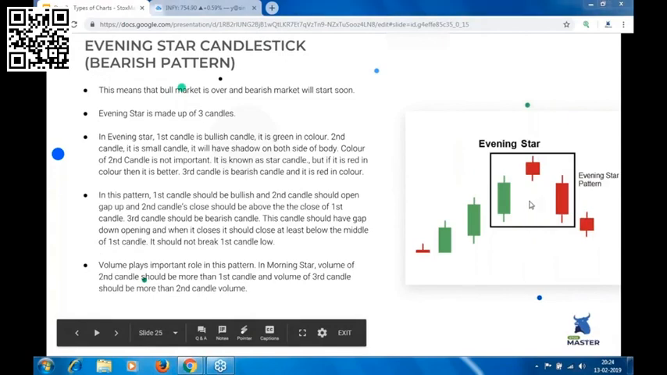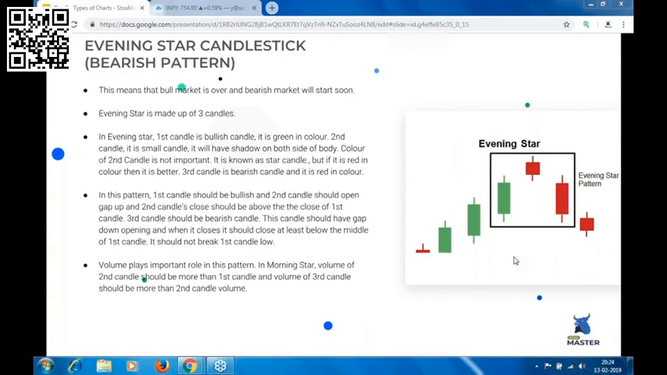Now evening star is just the opposite of morning star. Morning star is formed at the bottom of a chart, and evening star is formed at the top of a chart. The market is in an uptrend. Your first candle is your bullish candle. Now there is a gap up opening. Now this candle can again be of green color or red color, or this can also be a doji, right?